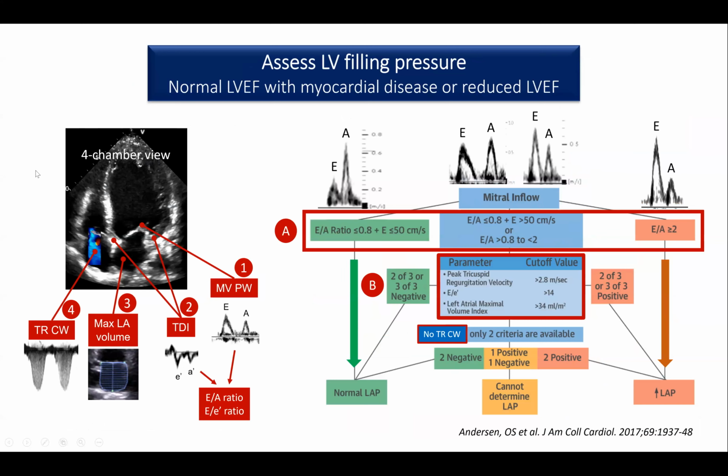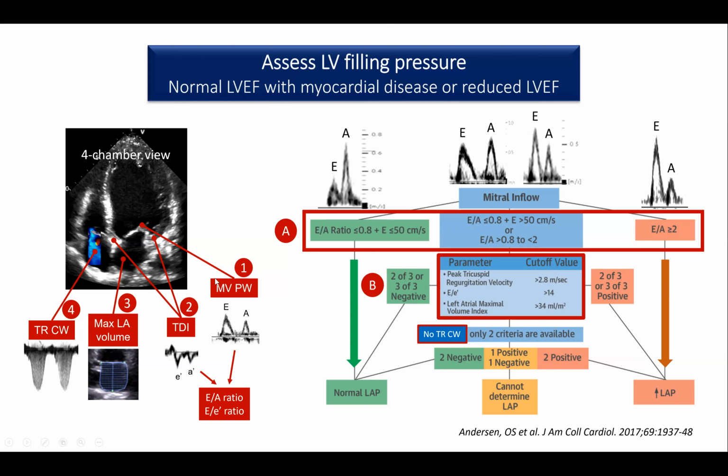I drew for you the picture here on the left side to show you what we should assess for the algorithm. First of all, we assess the mitral valve, transmitral Doppler, and you can see all this on the 4-chamber view. We assess the mitral valve pulse wave, looking at the E and A velocity. We assess the tissue Doppler imaging, septal and lateral mitral annulus. We assess the maximum LA volume, and we assess the tricuspid regurgitation continuous wave. So 4 parameters all assessed side by side from the 4-chamber view: mitral inflow velocity, tissue Doppler velocity, left atrial volume, and tricuspid regurgitation velocity.